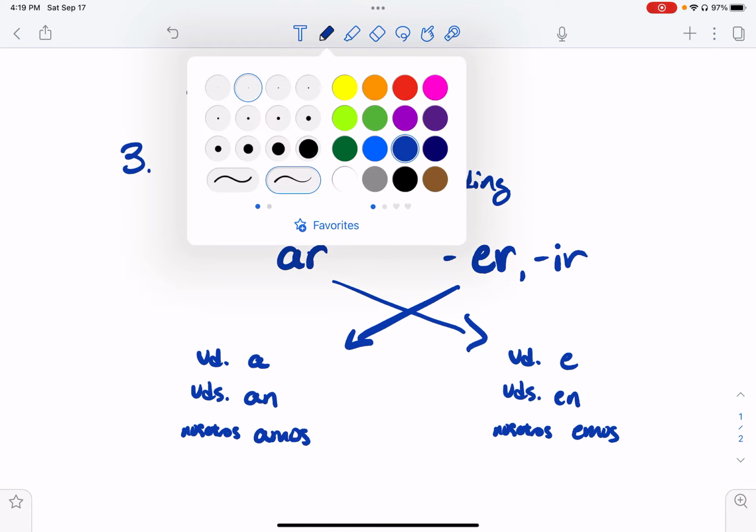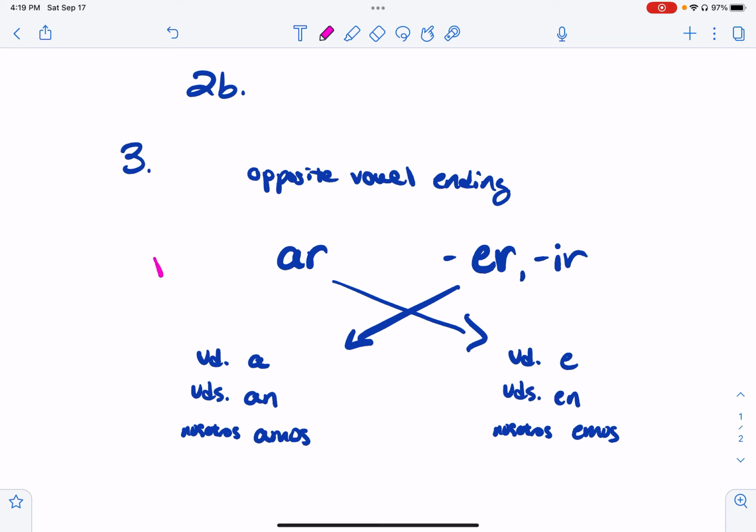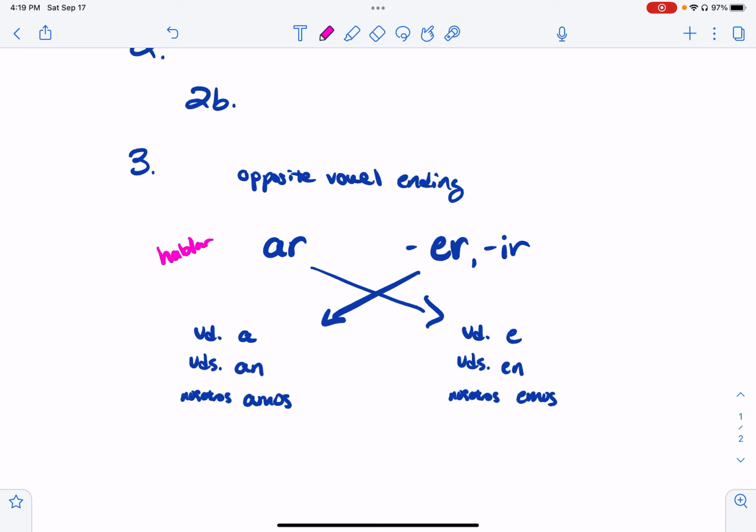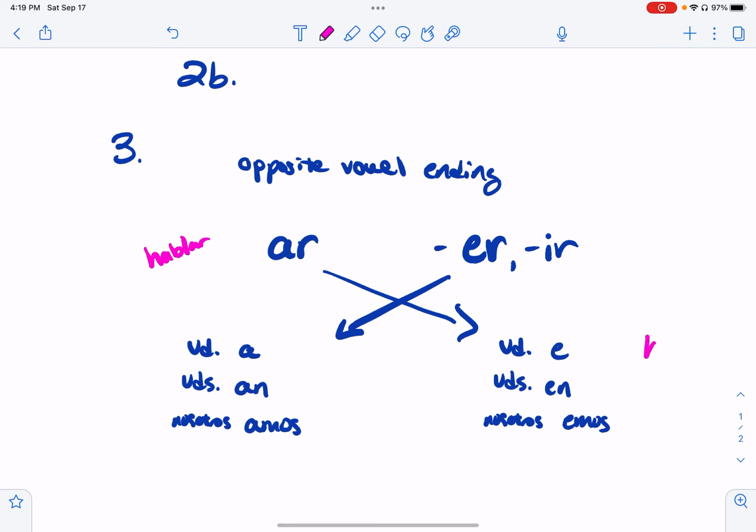So here's a couple example verbs. Let's think of the verb hablar, ends in AR. The usted command would be hable. The ustedes command would be hablen. And the nosotros command would be hablemos. So that's like telling one person talk, telling a group of people talk, and saying let's talk.